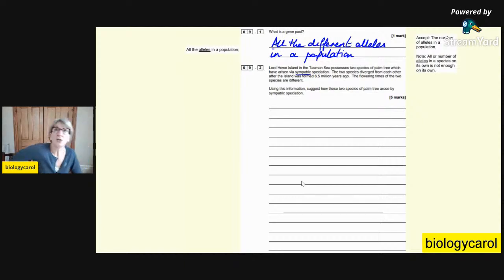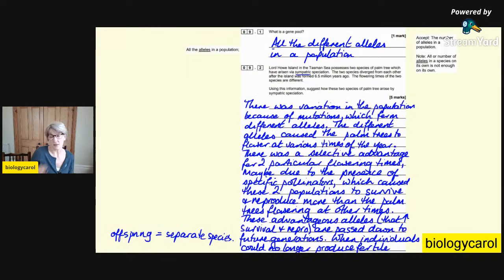So I used my knowledge of natural selection to write, in effect, a standard answer for speciation and applied it to the fact as to why these species differ, the characteristic that we're told about that caused them to differ, i.e. flowering times are different. So here is my answer. Let me point out the classic things to write.